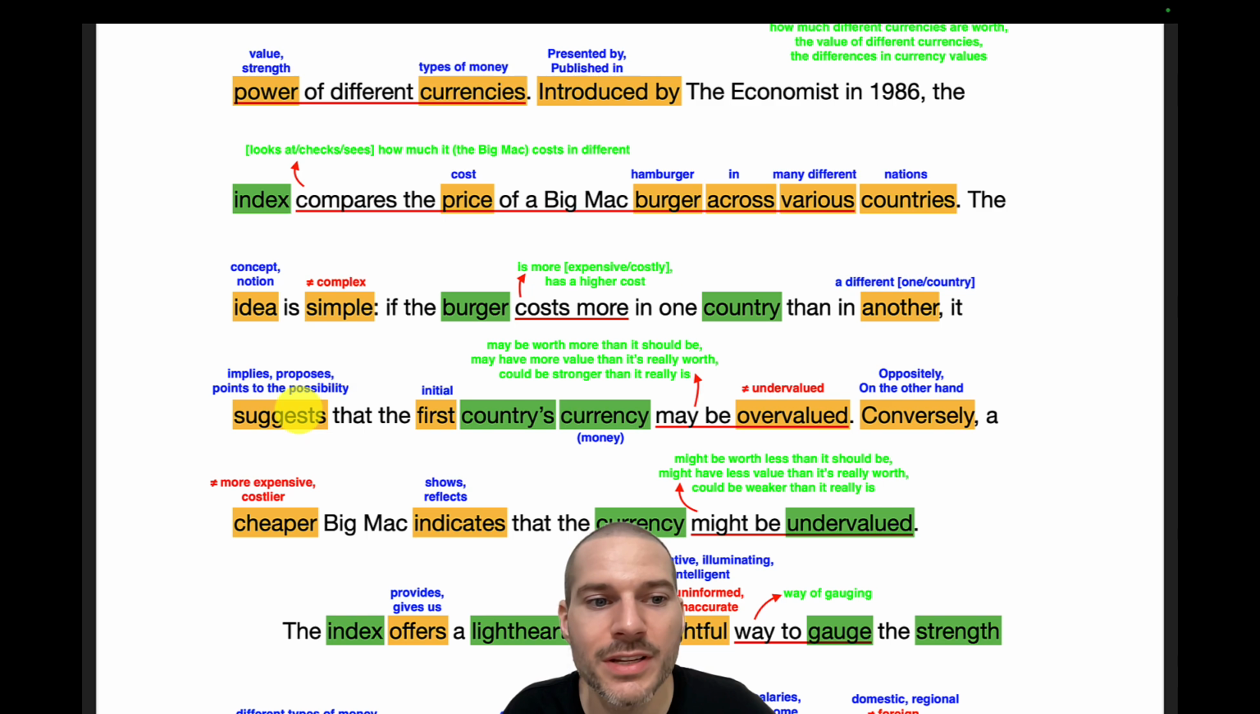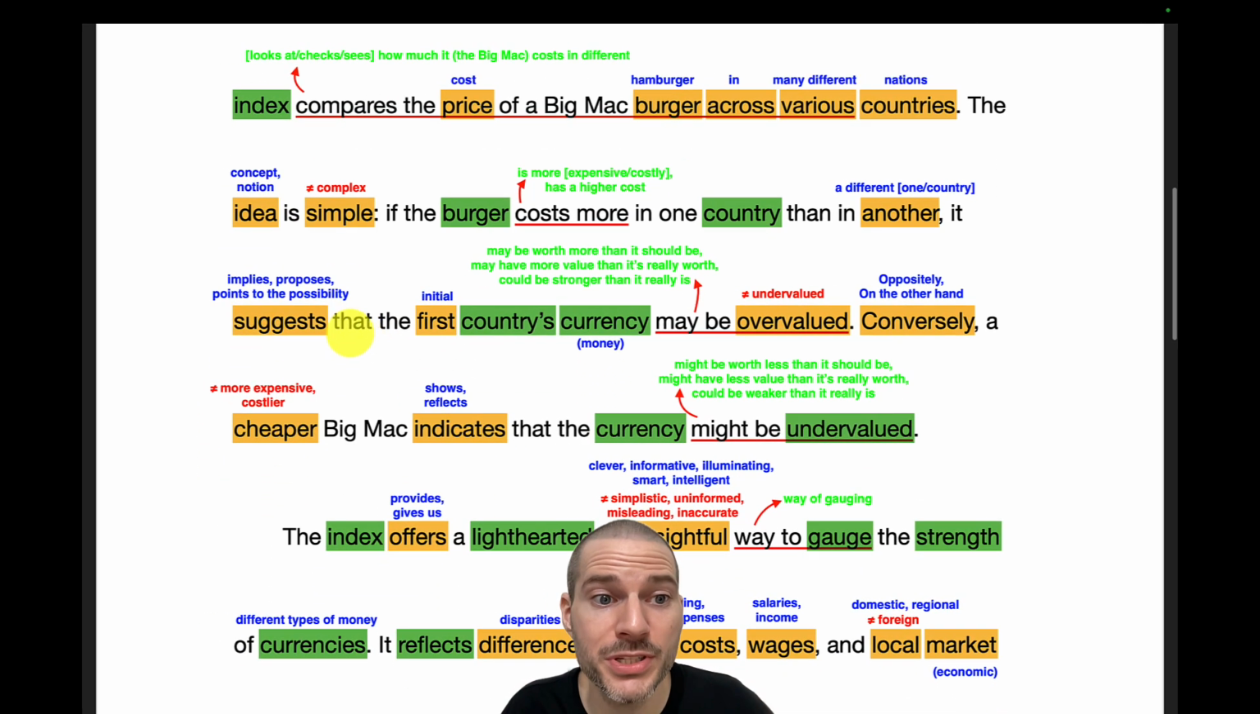It suggests, implies, proposes, or points to the possibility that the first or initial country's currency, and when you see currency, I just want you to think of money. And if I write synonyms or antonyms under the word, I normally put them in parentheses to help you see it more clearly. May be overvalued. So you don't want to have overvalued currency. The antonym is undervalued. Like in Taiwan, their money might be undervalued, which is why it's cheaper. But I reworded this. Let's read through.